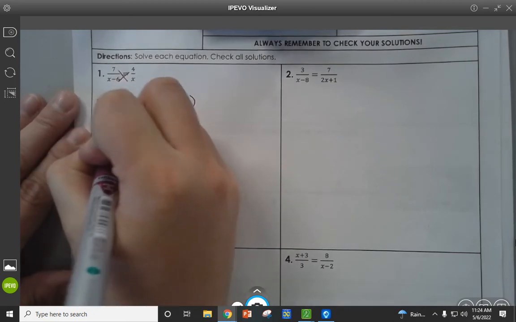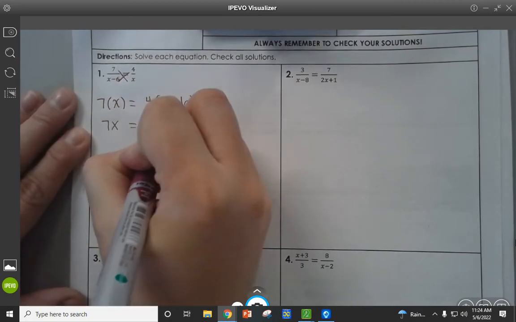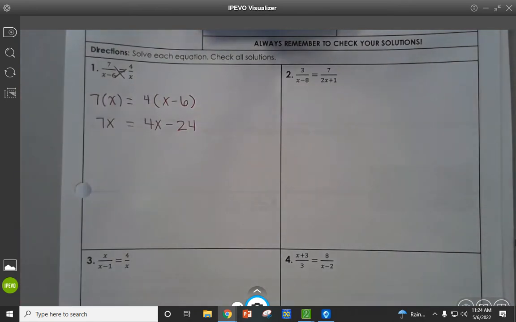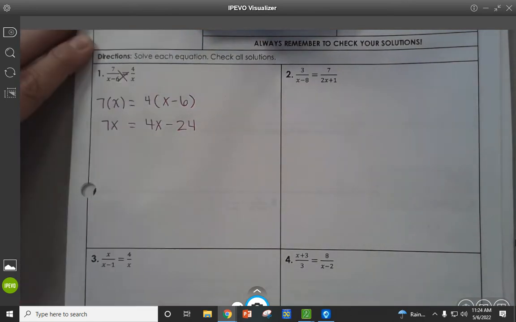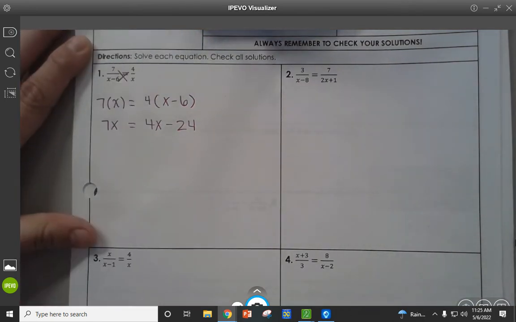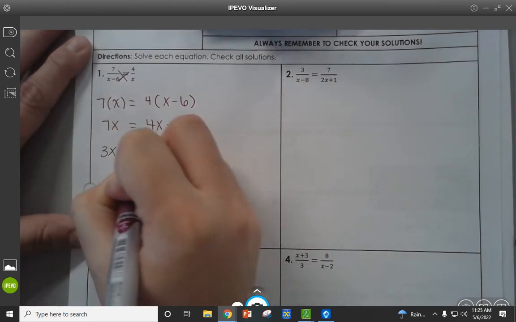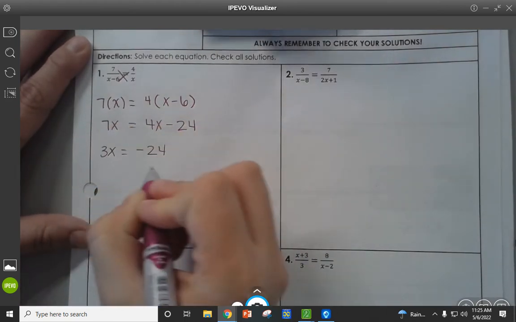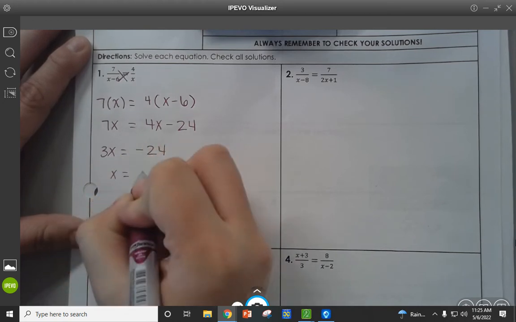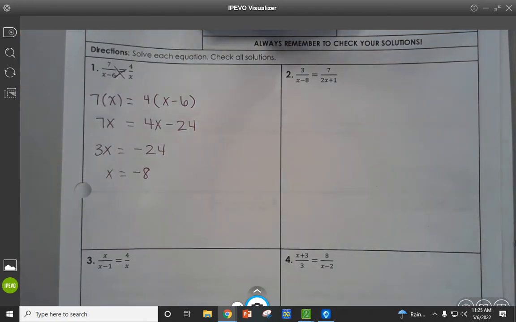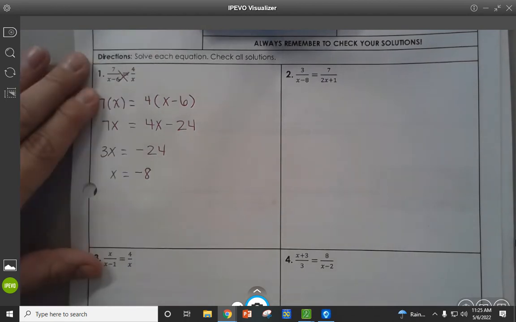And this would be 7x equals 4x minus 24. And then if I subtract 4x, I get 3x equals negative 24. And so x equals what? Negative 8. But we have to check our solutions.